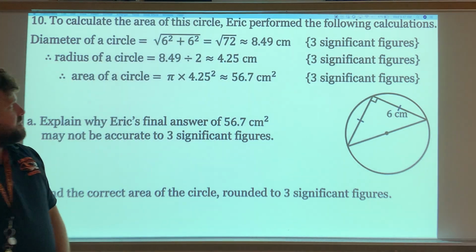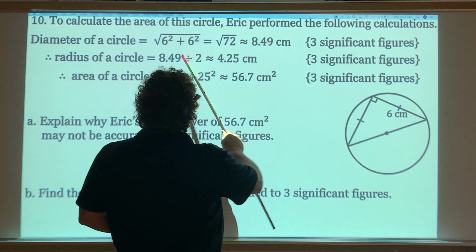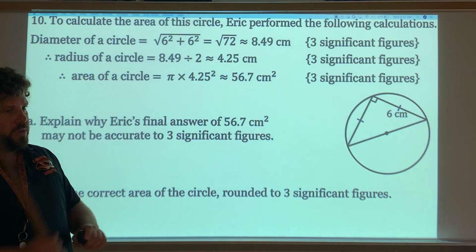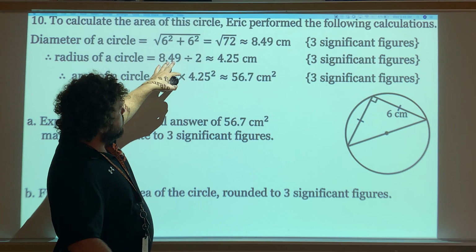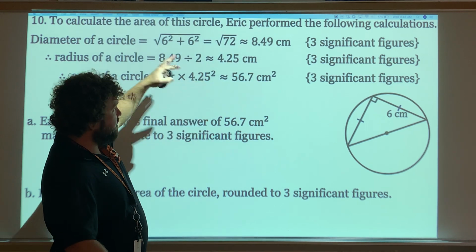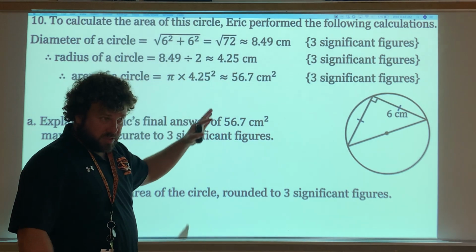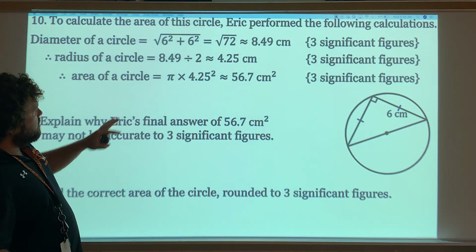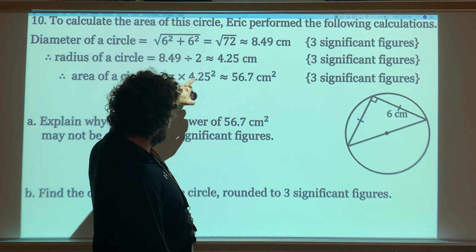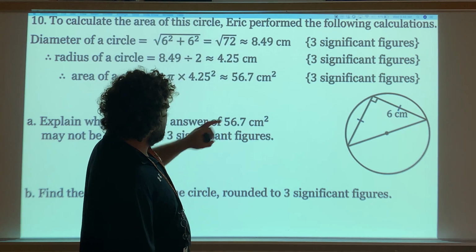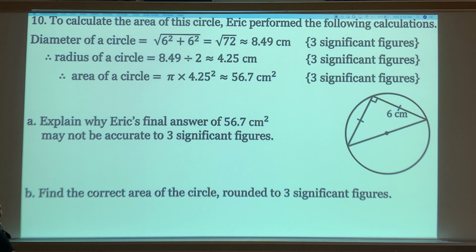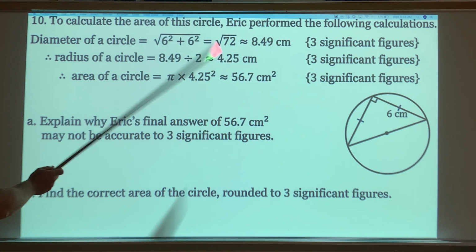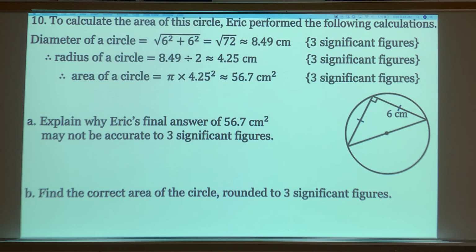Okay, I'm going to find the radius now. So I take this diameter, divide it by 2, and I get about 4.25. All right, now the reason you got 4.25, you really got 4.245, but then he rounded the 4 or 5 up to 5 using his 3 significant figures. Area of a circle, pi times radius squared, and you got 56.7 square centimeters. Final answer. He rounded to 56.3 square centimeters.